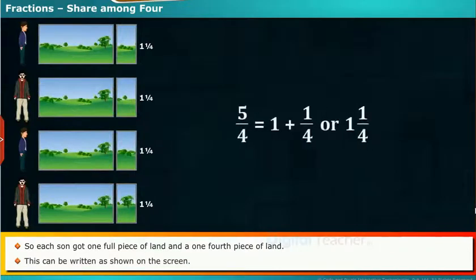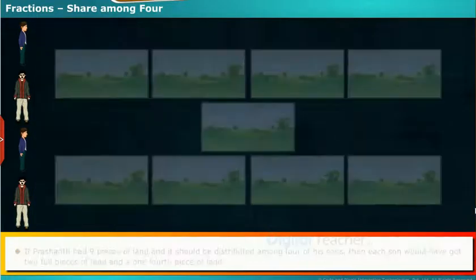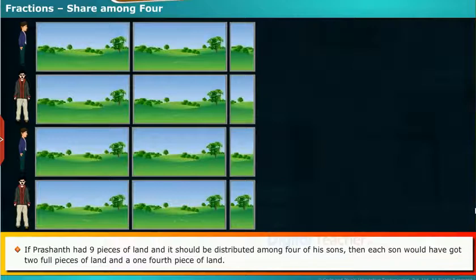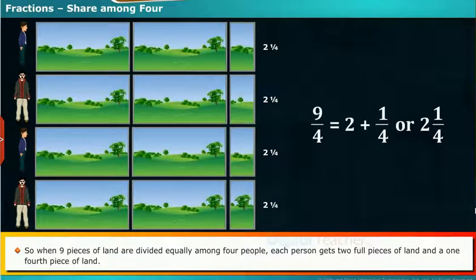This can be written as shown on the screen. So, when 5 pieces of land are divided equally among 4 people, each person gets 1 full land and a 1/4 piece of land. If Prashant had 9 pieces of land and it should be distributed among 4 of his sons, then each son would have got 2 full pieces of land and a 1/4 piece of land. So, when 9 pieces of land are divided equally among 4 people, each person gets 2 full pieces of land and a 1/4 piece of land.